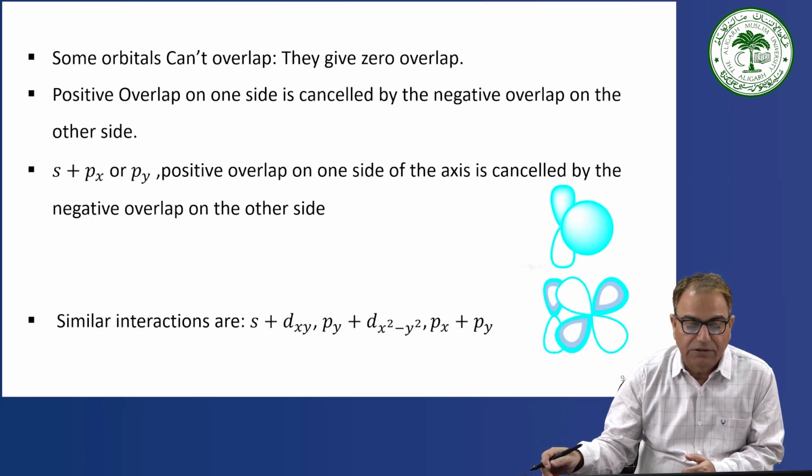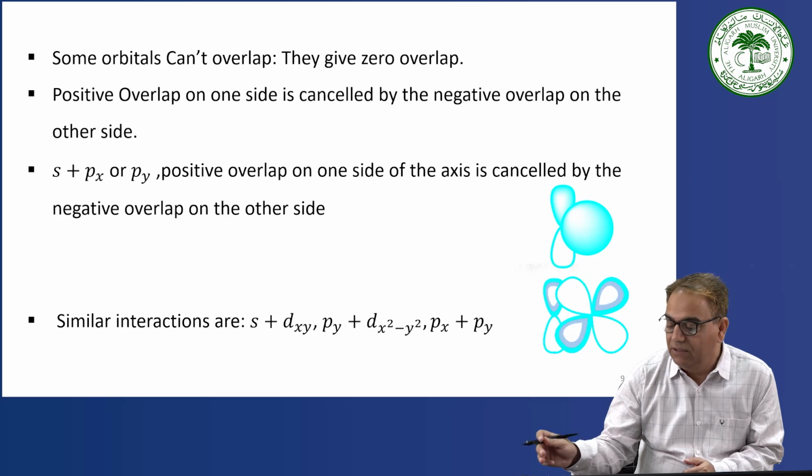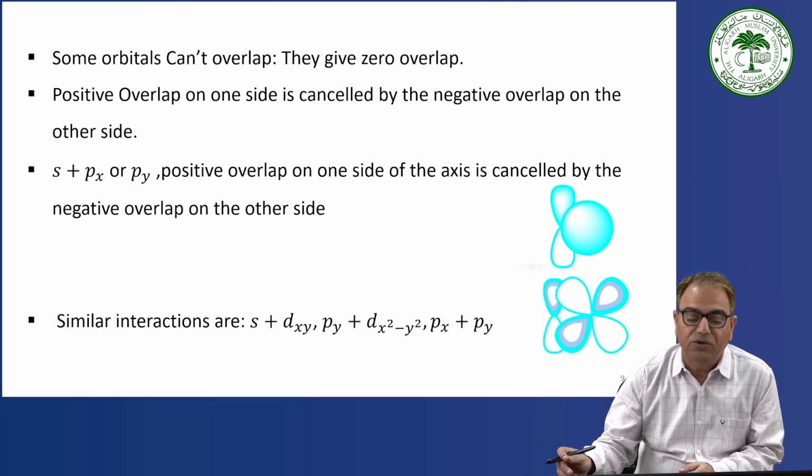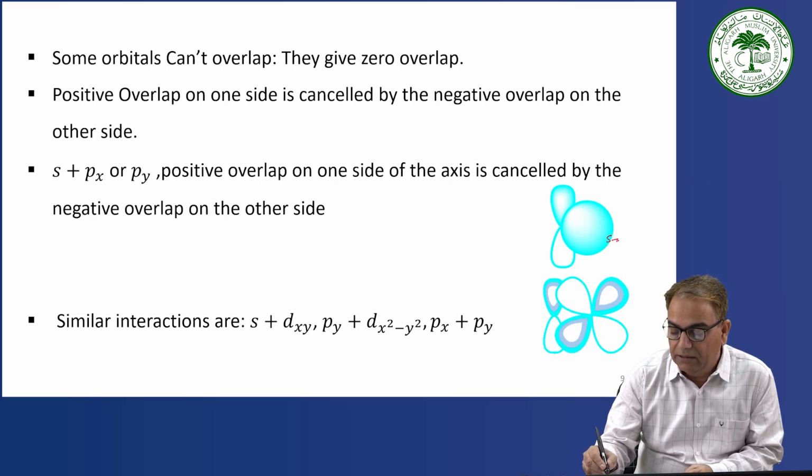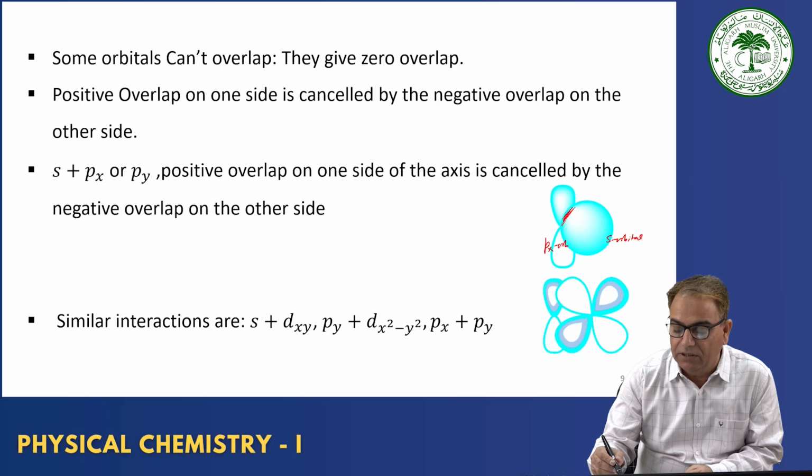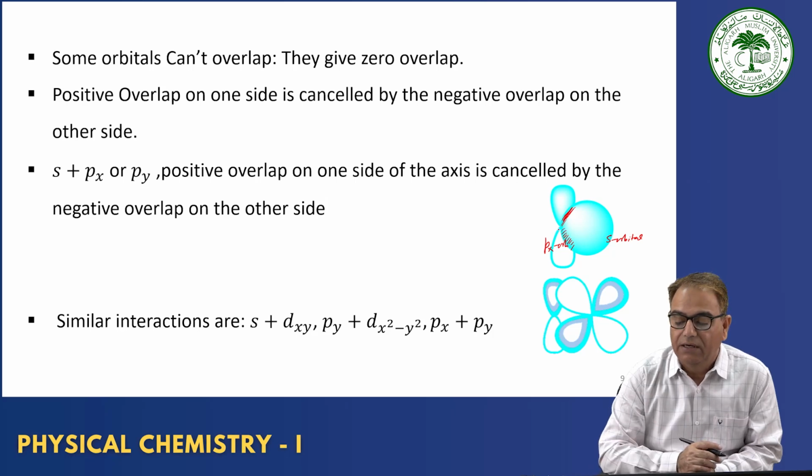Okay. But there are always cases in which orbital overlap is not possible also, because look at this point where an s orbital is combining with a px orbital. And what does it mean? It means that the area which is overlapping on the positive x-axis and the area which is overlapping on the negative x-axis will cancel each other, and there will be zero overlap. So this kind of combination is not possible.